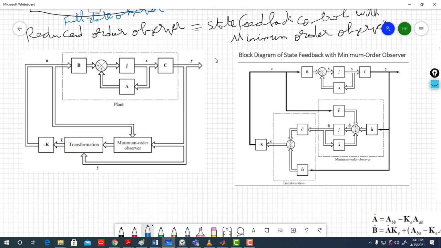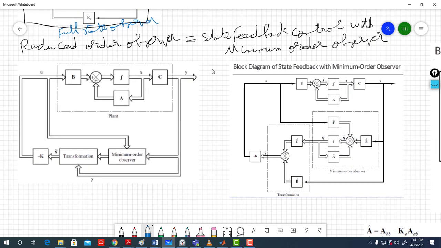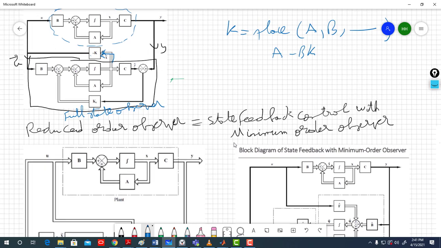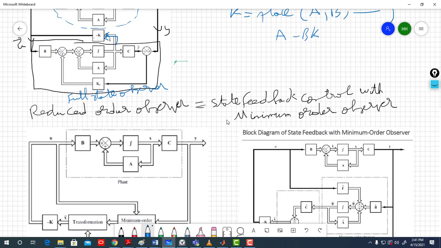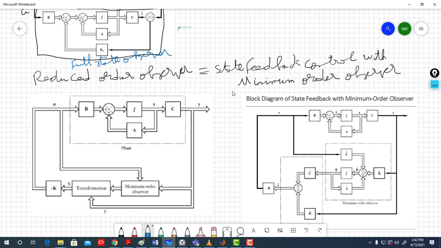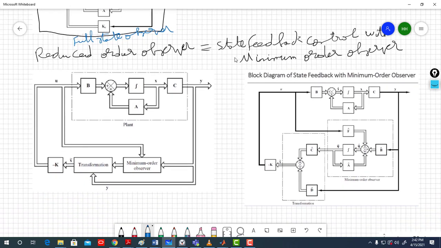Okay, reduced order observer, or state feedback control. We will feed the state to control them with what? With minimum order observer. So now it's not with full order observer as we saw in previous lecture, with minimum order observer. What is this minimum order observer? How to design a minimum order observer?